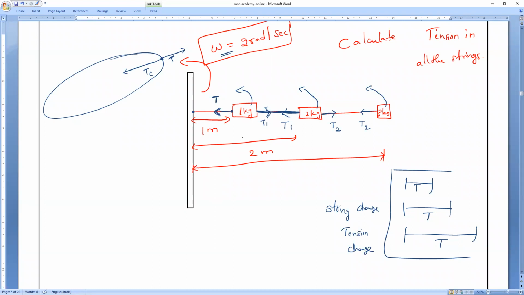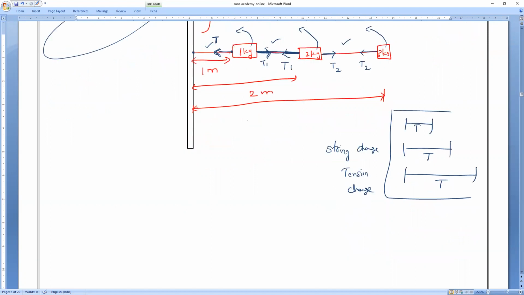Now, we have to calculate the tensions exerted by every string. First string, second string, third string. So all the three strings. Calculate the tensions in all the three strings. Shall we start now? Do it, everyone. Okay. So that is what you have to consider.